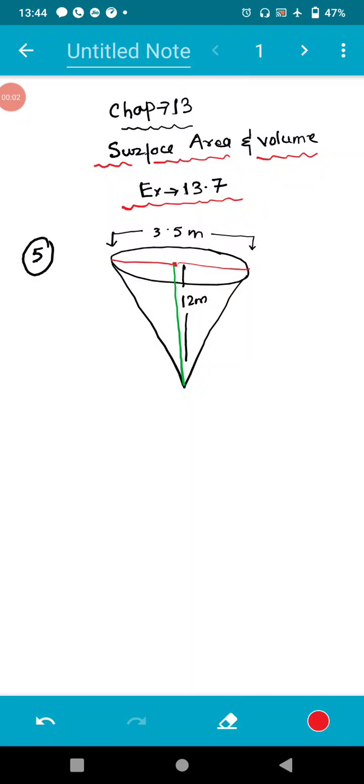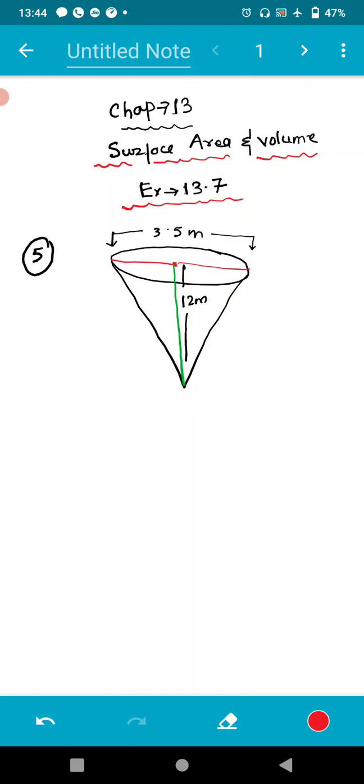Hello students, this is Pallav sir and today we'll continue from question number 5 of exercise 13.7, chapter 13, Surface Area and Volume. So today my target is to explain questions number 5, 6 and 7. So let's start with question number 5.